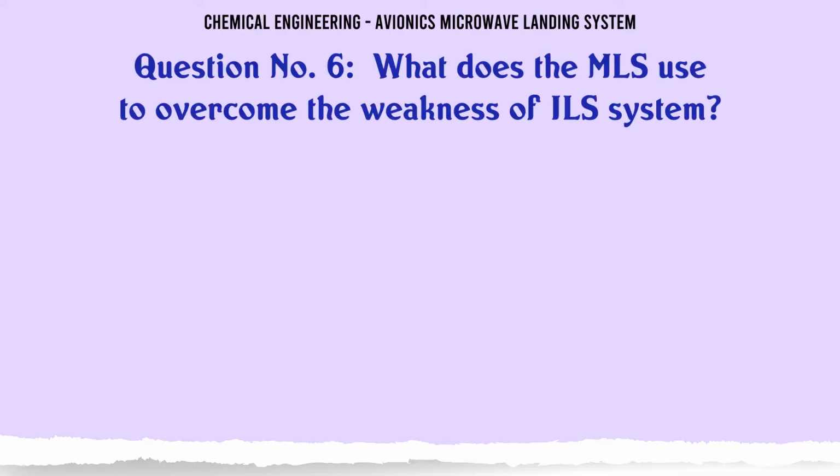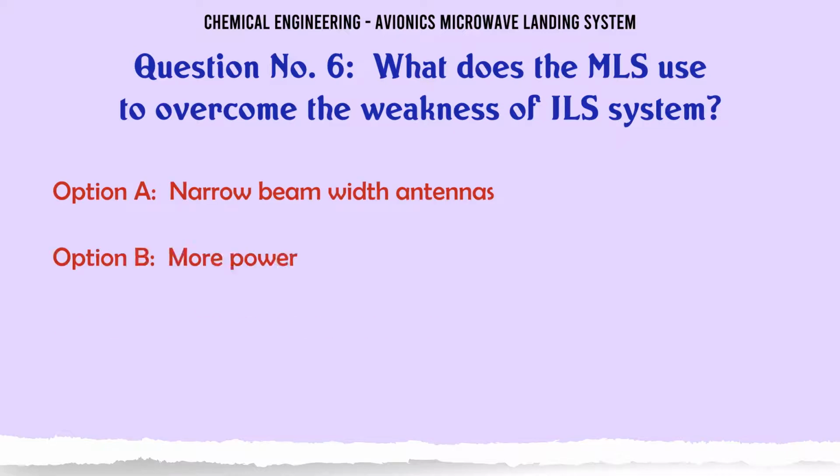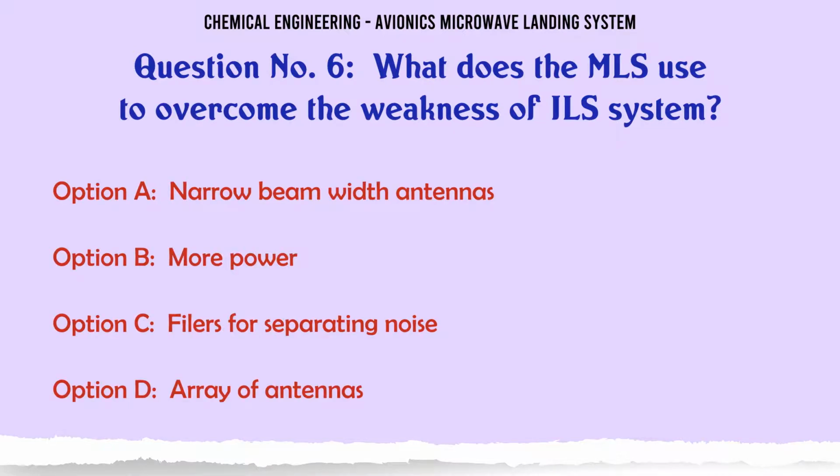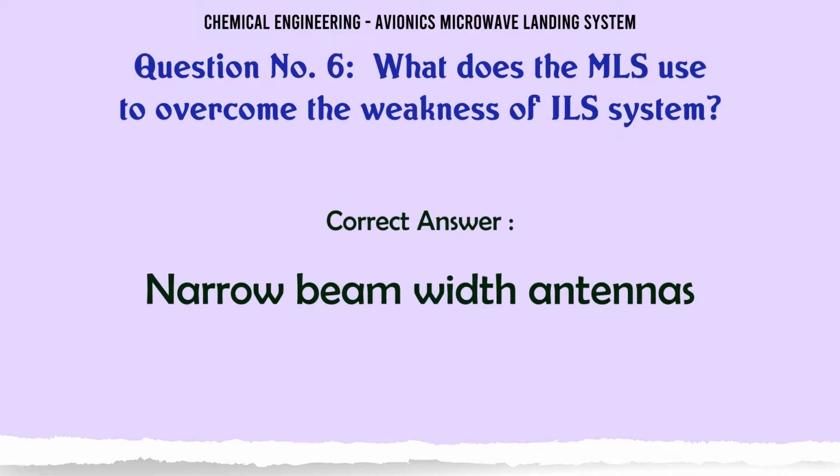What does the MLS use to overcome the weakness of the ILS system? A, narrow beam width antennas. B, more power. C, filters for separating noise. D, array of antennas. The correct answer is narrow beam width antennas.